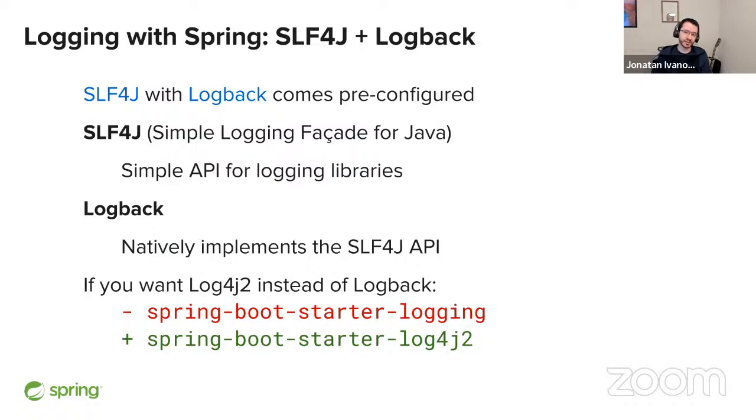You can replace Logback if you want, for example with Log4j2. In order to do that, you just need to exclude one dependency and include another one. And basically that's all. Spring Boot will take care of the auto configuration for those.